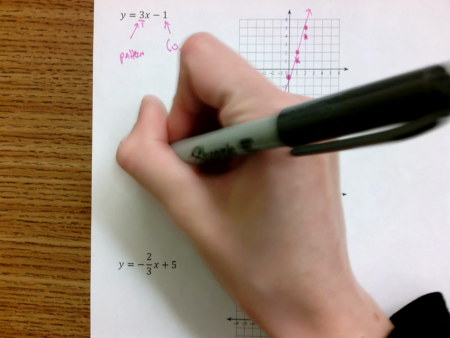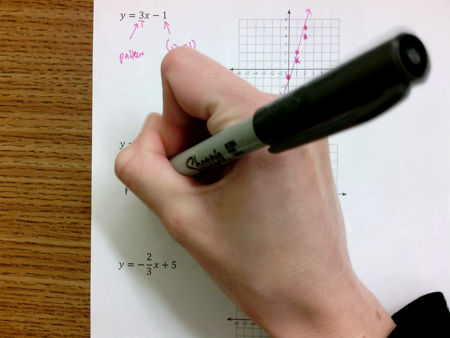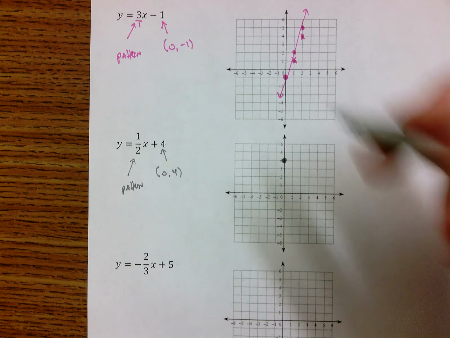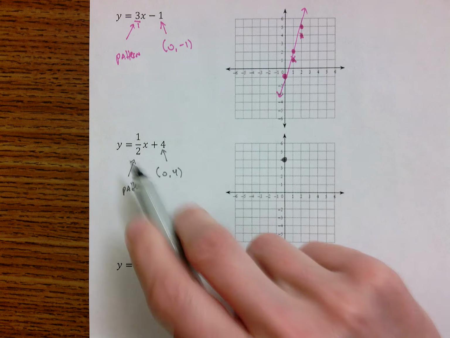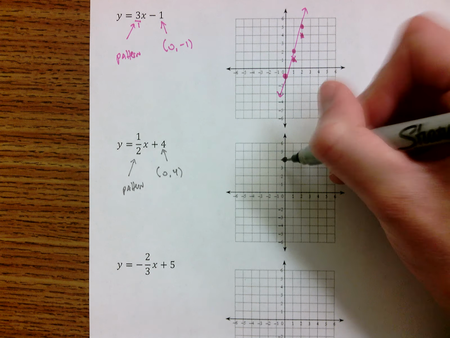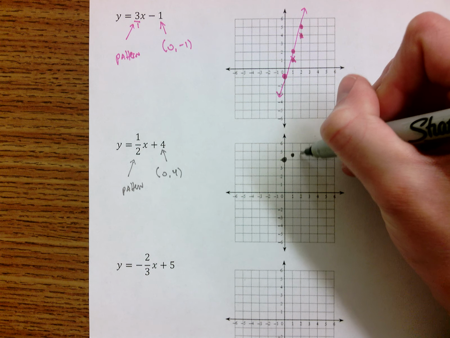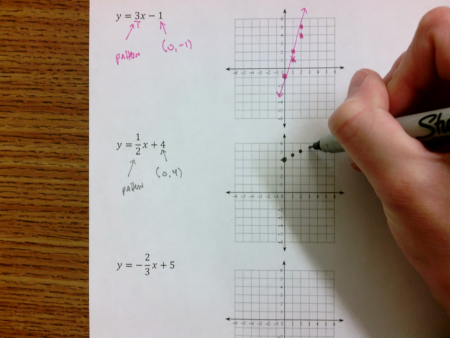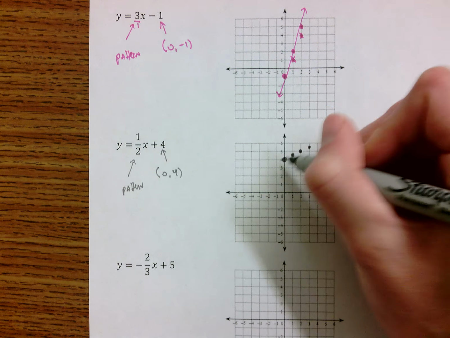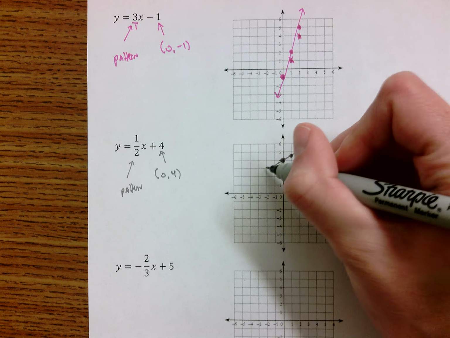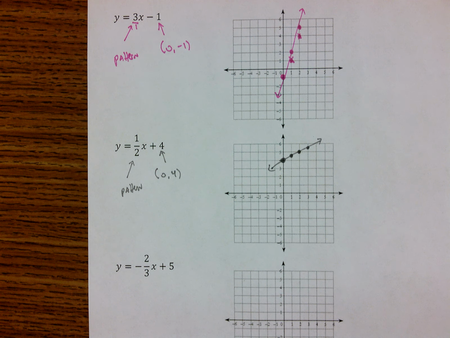Okay, and then this 1/2, that is my pattern number. So this is telling me that every time I go over 1, I'm going to go up a half. So from this point, when I go over 1, I'm going up a half. Go over 1, up a half. Over 1, up a half, right? And there's a bunch of points. Without me making a table, I just found a whole bunch of the points.